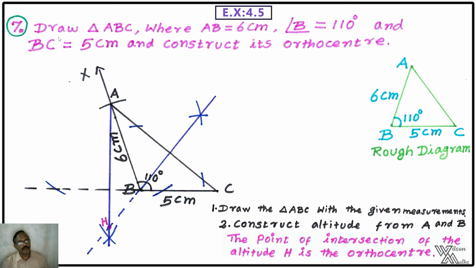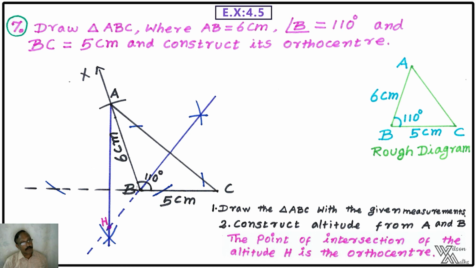Quick review. First the rough diagram we have to make. Then the main picture. How to do? First draw the triangle ABC with the given measurements. Then draw the altitude from the point A to the opposite side BC. And BC is here, so extend the BC line. You will get the altitude like this. This is the altitude from A to BC side.